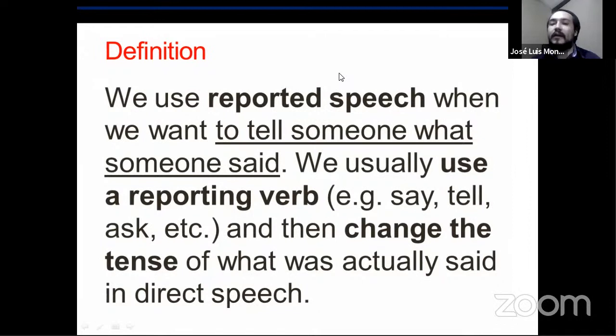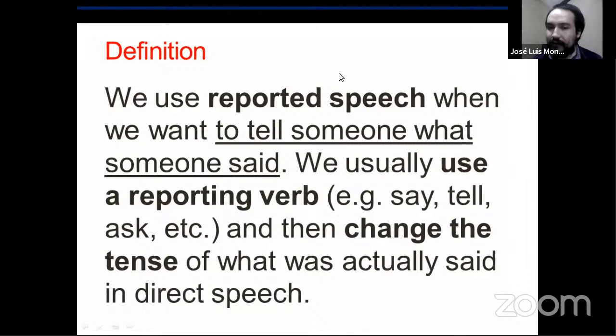So again, reported speech is to say what someone else said, right? For example, I can say, Sharai said that she was going to be in class 5 minutes late. Lourdes said that she was going to stay in the class today. So that is reported speech. I'm saying what someone else said. That is the main idea.